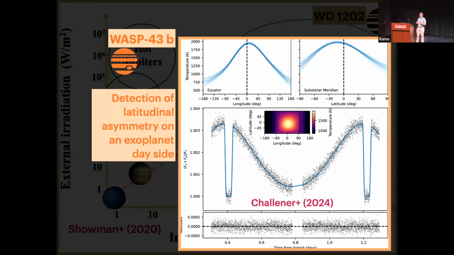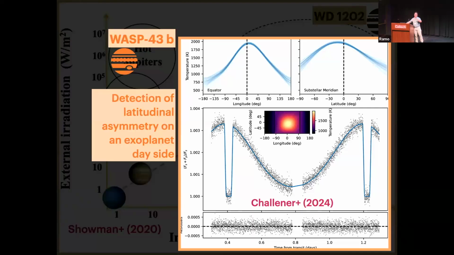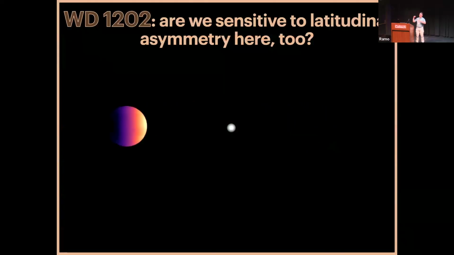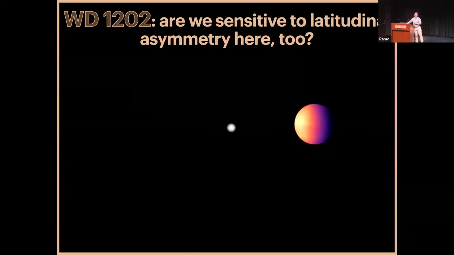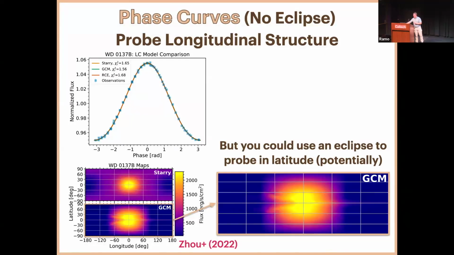I realize this is a direct imaging crowd and a high contrast thing, but I thought this was interesting because there's this analog with these hot brown dwarf objects, and I think it's also interesting to draw this comparison in this space where you have these high internal heats. So bottom line of this, in my last minute and a half: are we sensitive to, say, a latitudinal asymmetry or some other structure in this interesting geometry of occultation?